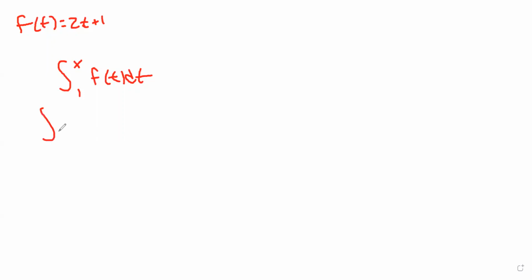So say, for example, you have this. We have the integral from 1 to x of f of t dt. And let's say f of t, I don't know, let's say it's 2t plus 1. Okay, I'm just making something up, 2t plus 1. Okay, so that's what I'm doing.